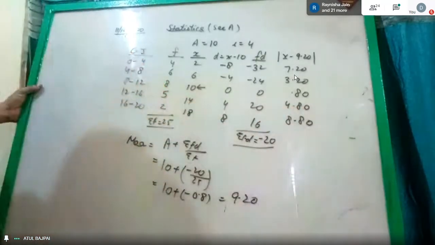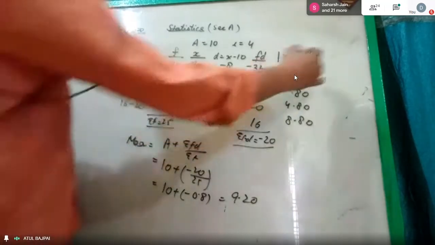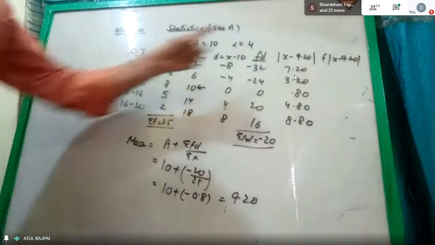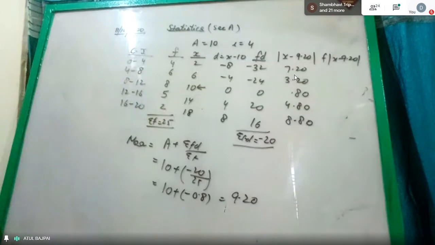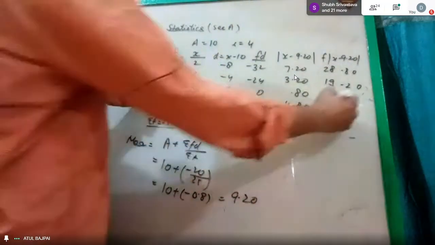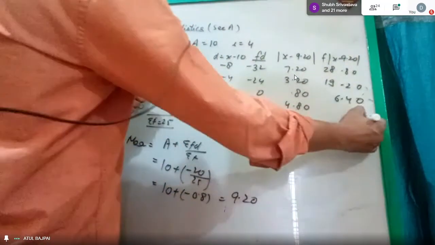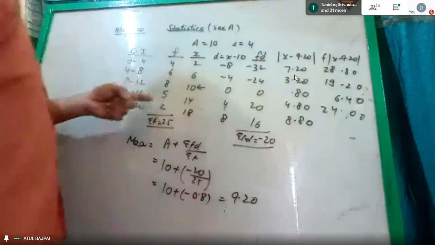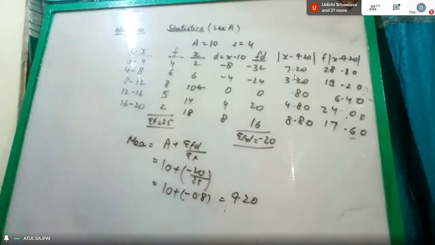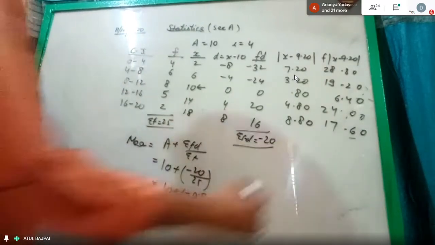Check it is correct. Now find f times the modulus of x minus 9.20. f into mod values: 4 into 7.20. How much? Anyone? Find the value of sigma of this.